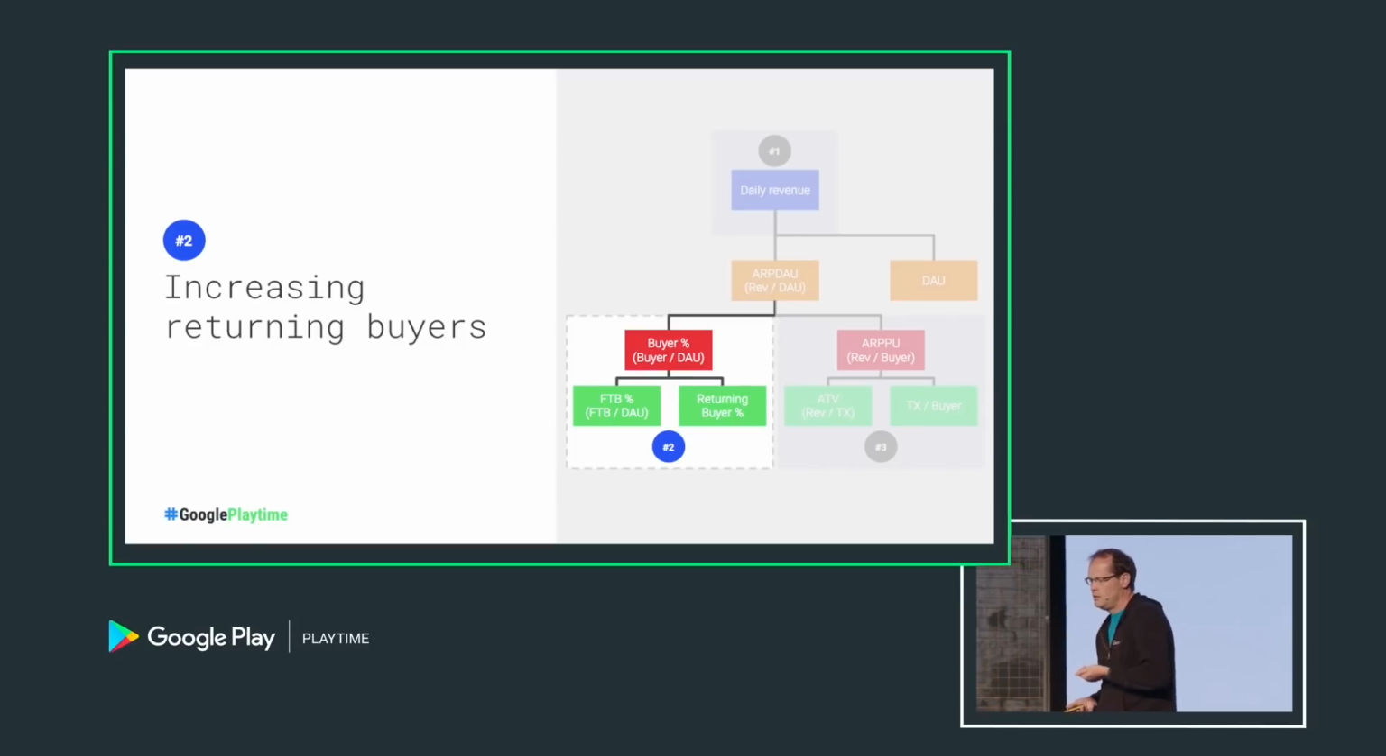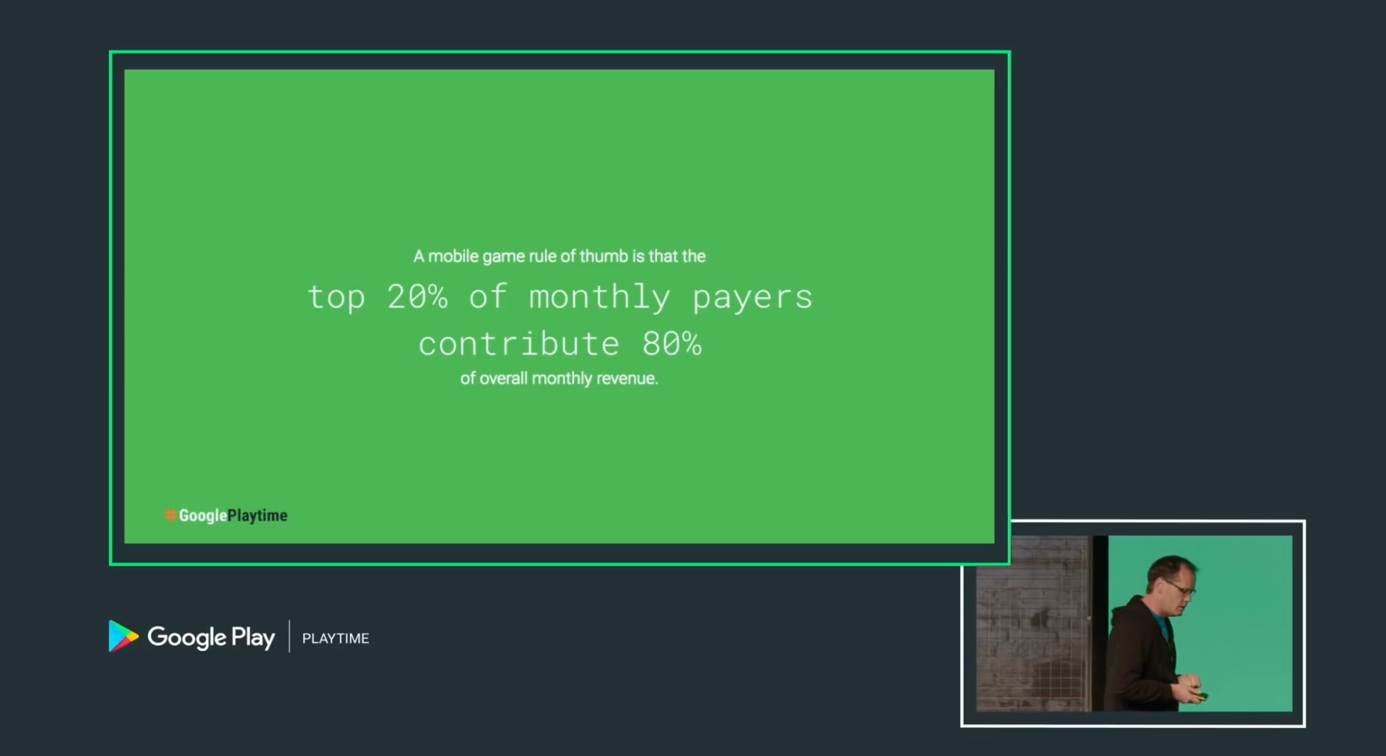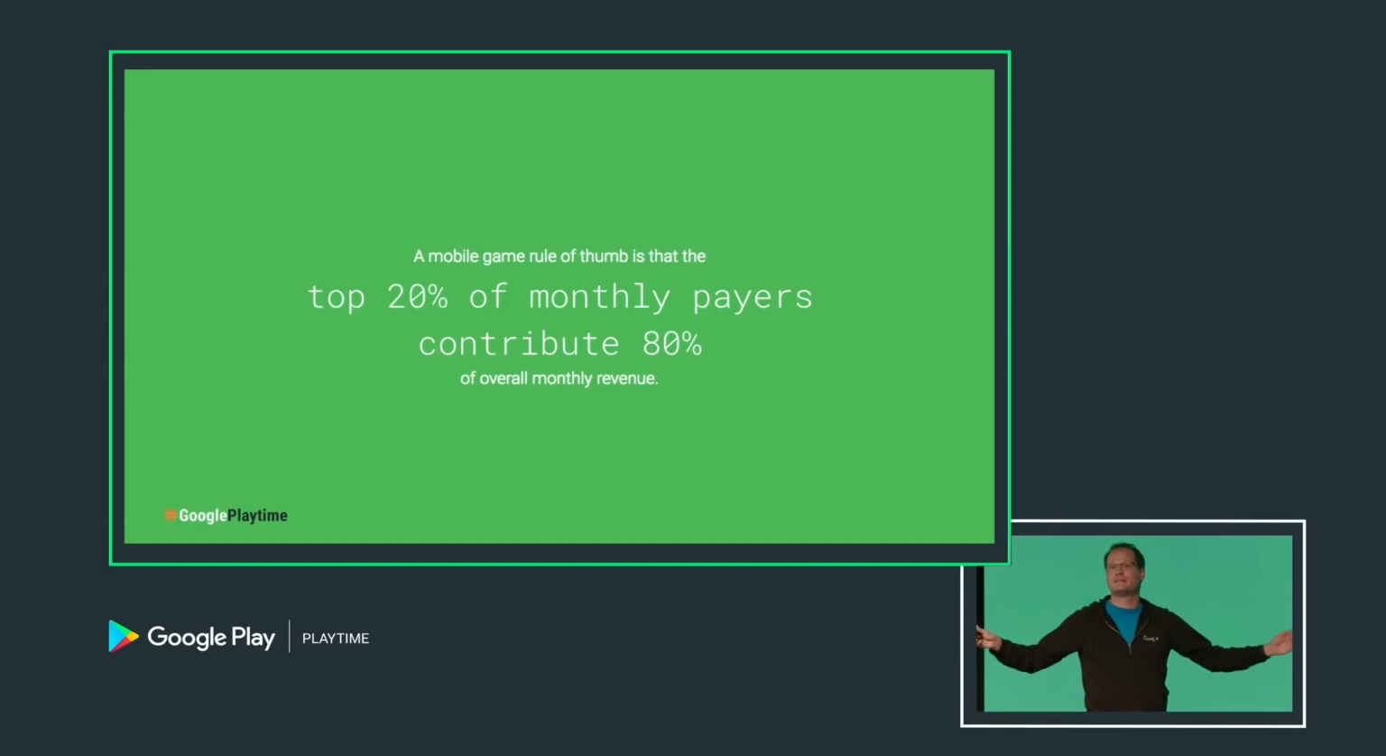Moving on from that, I want to talk a little bit about increasing your returning buyers, and I want to talk a lot about the 80-20 rule. How many of you are familiar with this in games? Okay, a few of you. The rule, almost like an industry meme, says that in a calendar month, the top 20% of payers contribute 80% of the revenue. And when we look at the Google Play data, it's actually largely true across the entire ecosystem. The top 20% of payers pretty much contribute about 80% of the revenue when you look across each and every game.